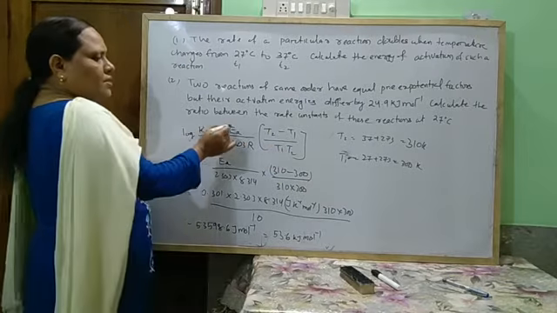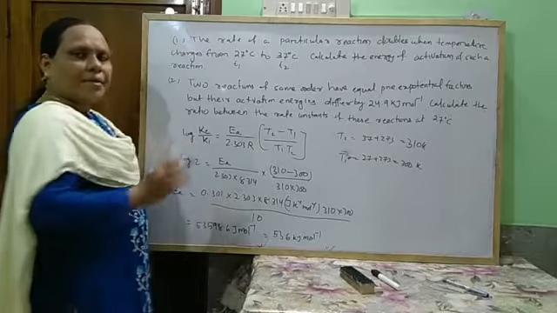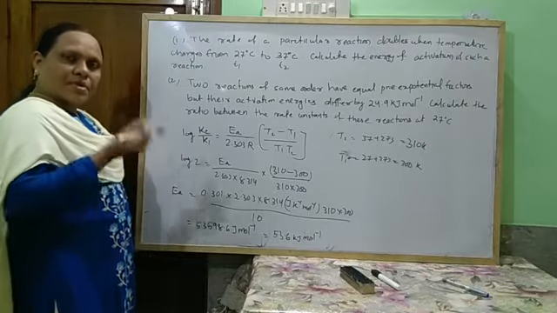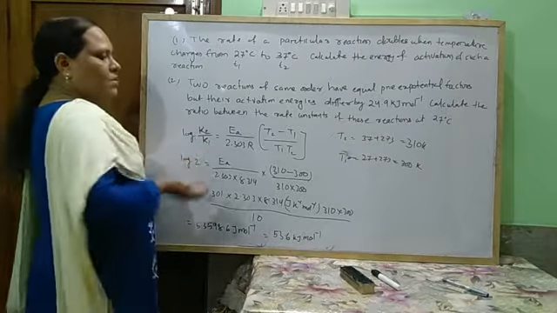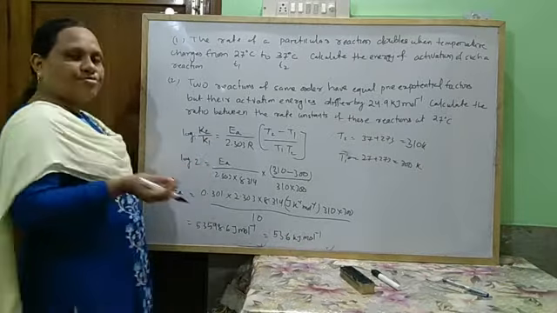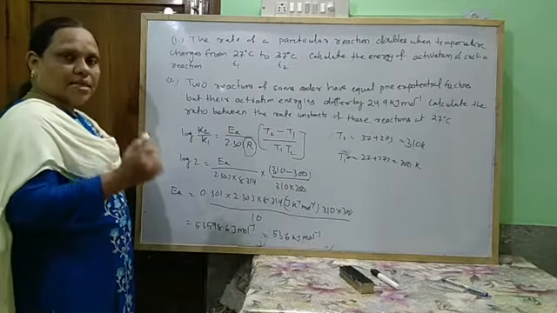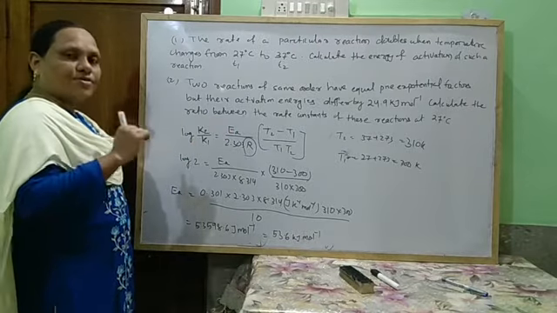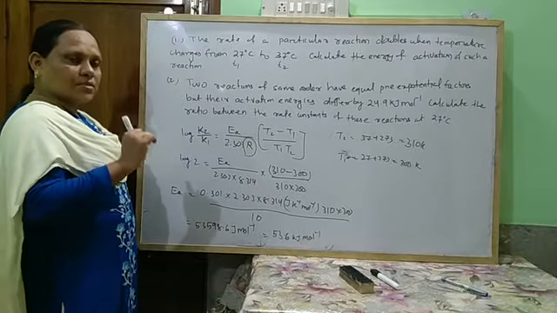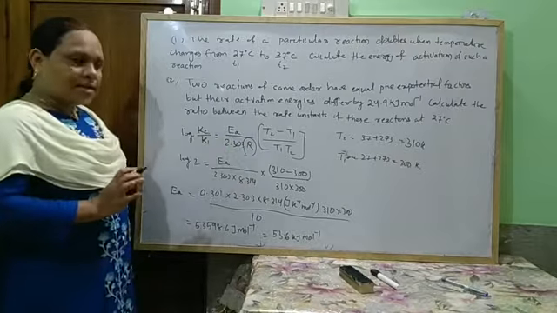So 1, 2, 3, 4, 5. Among the 5 terms, any 4 terms will be given, and you have to find out the other term. And R is the universal gas constant. For that, generally you put 8.314 joule Kelvin inverse mole inverse. This is the energy term.